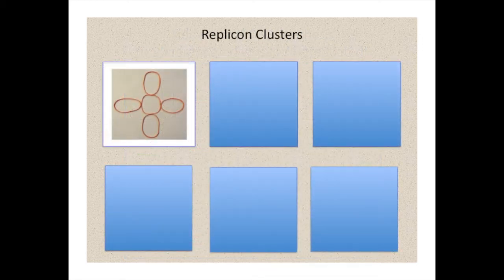Okay, we're going to do a quick review here with these rubber bands. We have our undifferentiated replicon cluster showing tetrameric base pairing between 4 outer and 1 inner replicon, and then we also have an origin of replication that's not activated yet because it's still just a single origin of replication.